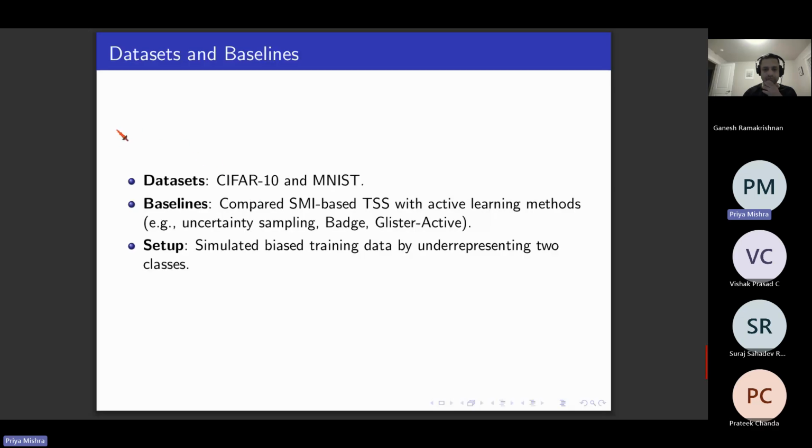And this is the data set which this was trained on, and these are the baseline functions which were used before SMI and TSS, like uncertainty sampling or random sampling or batch sampling.